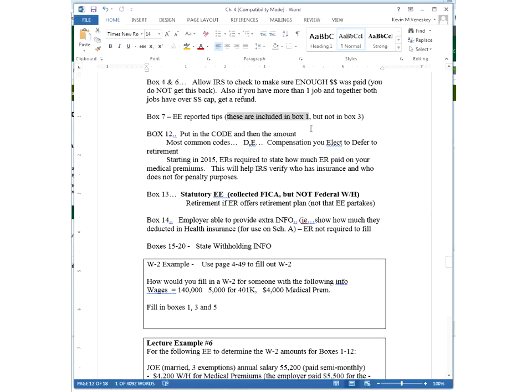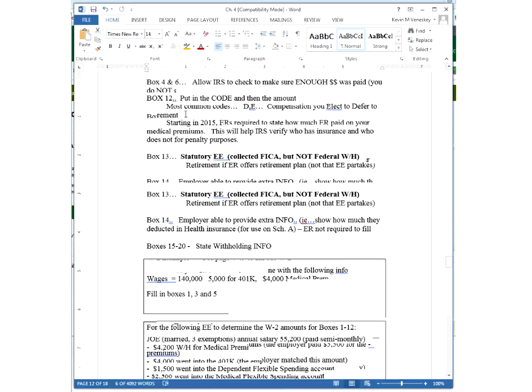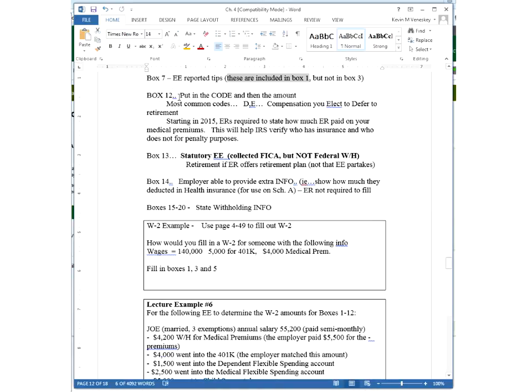Employee reported tips, box 7. Notice how these are included in box 1, and the big difference between box 1 and box 3 is explained in box 7 with the tips. Box 10, I didn't put it on here, but box 10 is your dependent care benefits that you have put away to use for dependent daycare.